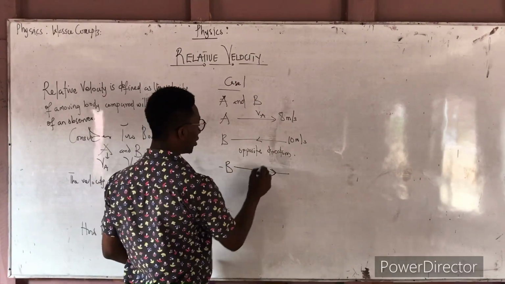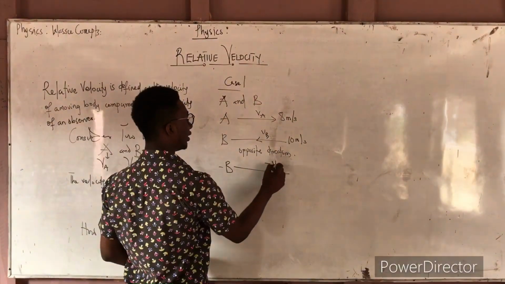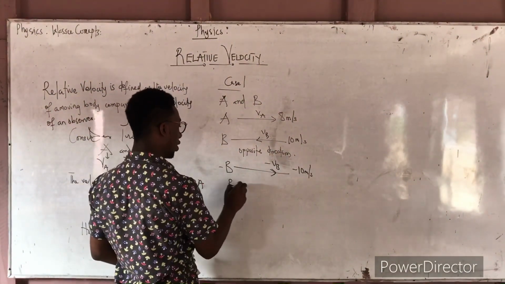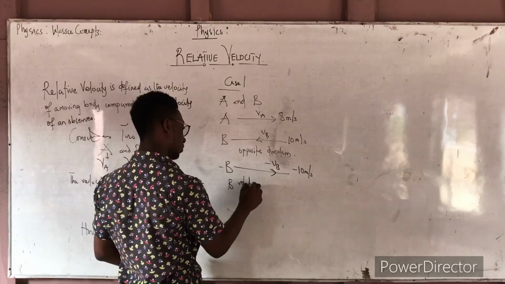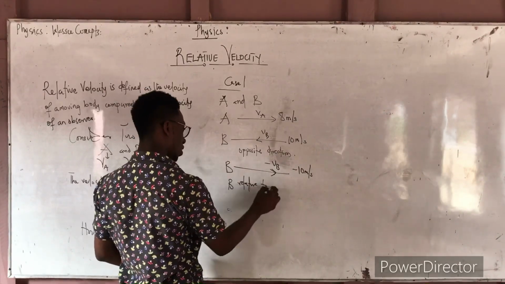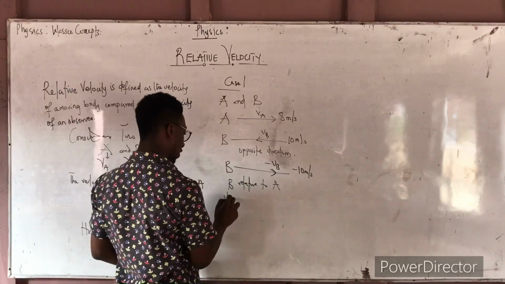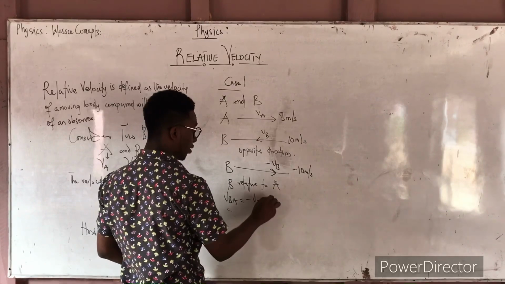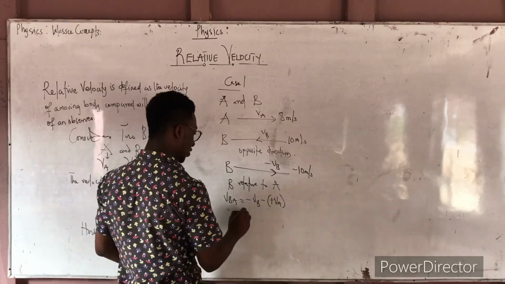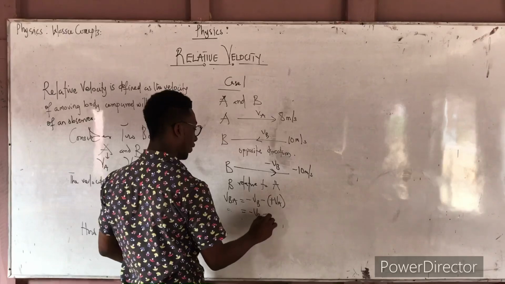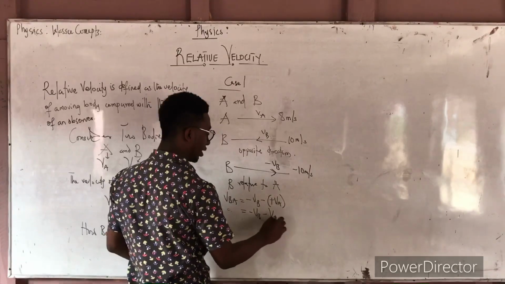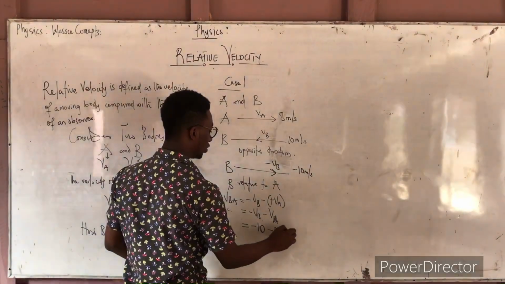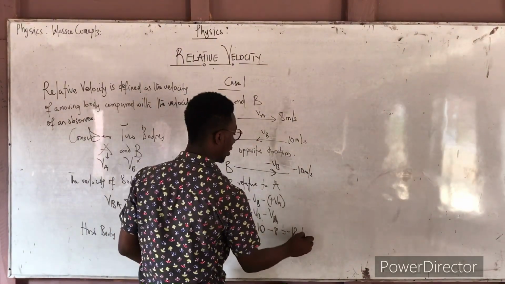So if you negate the B, you get negative B, which is negative 10 meters per second. Therefore, B relative to A will give VBA, which is equal to negative B plus positive A, and taking out negative B, VB minus VA. That gives you negative 10 minus 8, which is equal to negative 18 meters per second.